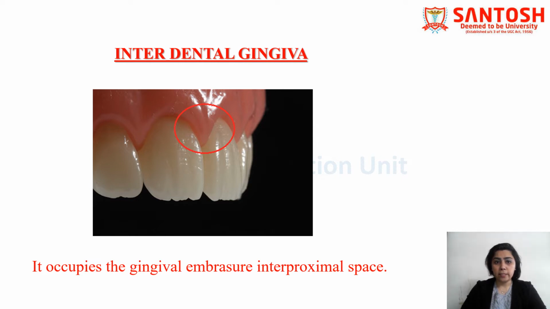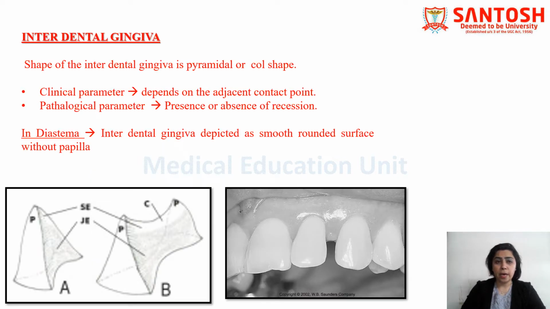The interdental gingiva occupies the gingival embrasure, which is present in the interproximal space. The shape of the interdental gingiva is pyramidal or col-shaped. Clinical parameters depend on the adjacent contact point. Pathological parameter depends on the presence or absence of gingival recession. In diastema, interdental gingiva appears as a smooth, rounded surface without the interdental papilla.